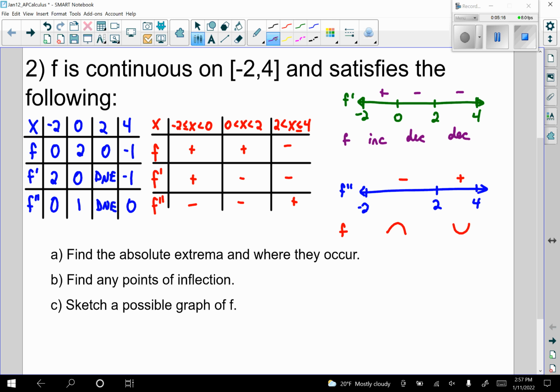So at the endpoints, we can make a table, or we could just say, well, f of -2 is going to be 0. f of 2 is 0. We need f of 0 as well, which would be 2. And then f of 4 is equal to -1.